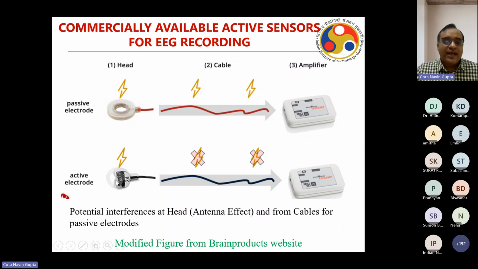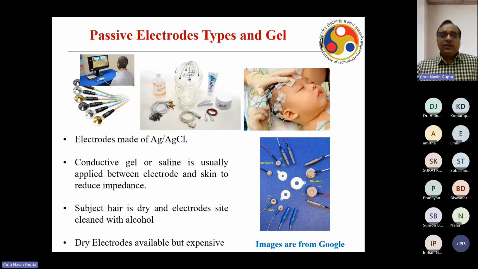But if you have an active electrode, it records the signal and does intelligent signal processing because of the electronic circuitry on the electrode, and the cable connection is not going to affect it much, because the signal is directly transmitted to your amplifier. So potential interference from the use of active electrodes is going to be minimal when compared to passive electrodes. Okay, so these are some electrodes which are available in the market.